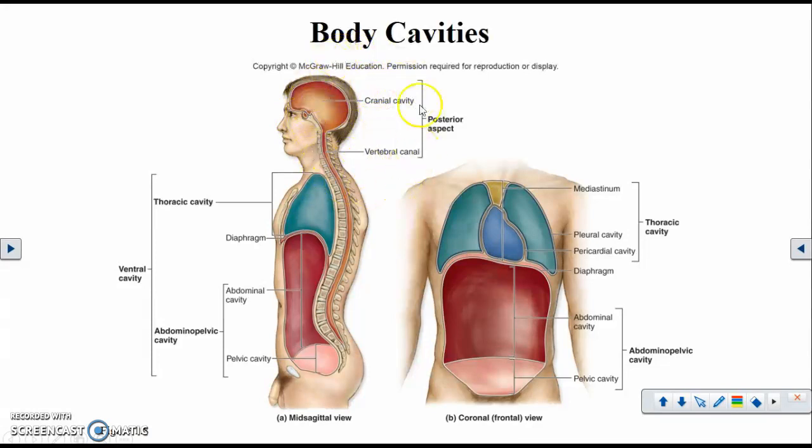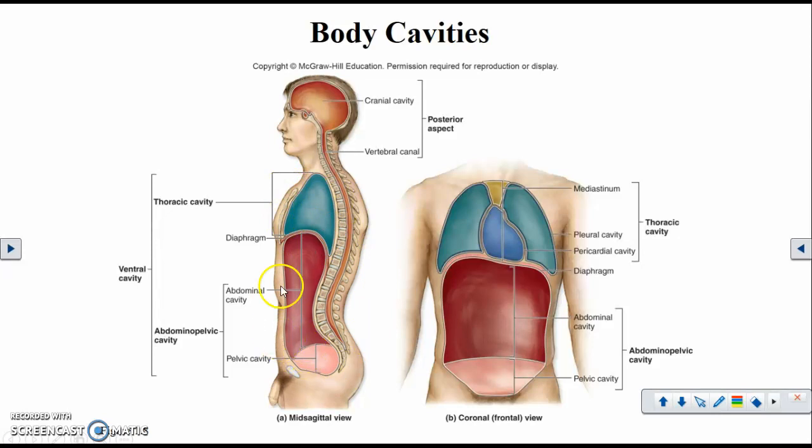The dorsal body cavity is made up of two cavities, the cranial cavity and the vertebral canal. And obviously the brain and the spinal cord are in those two cavities. And then we have the ventral body cavity, which is made up of three further smaller cavities: the thoracic, the abdominal, and the pelvic cavity.